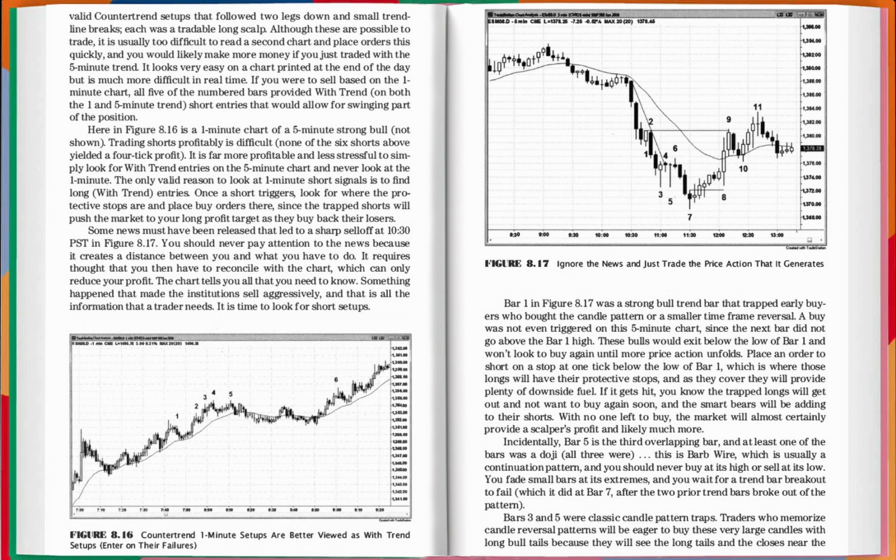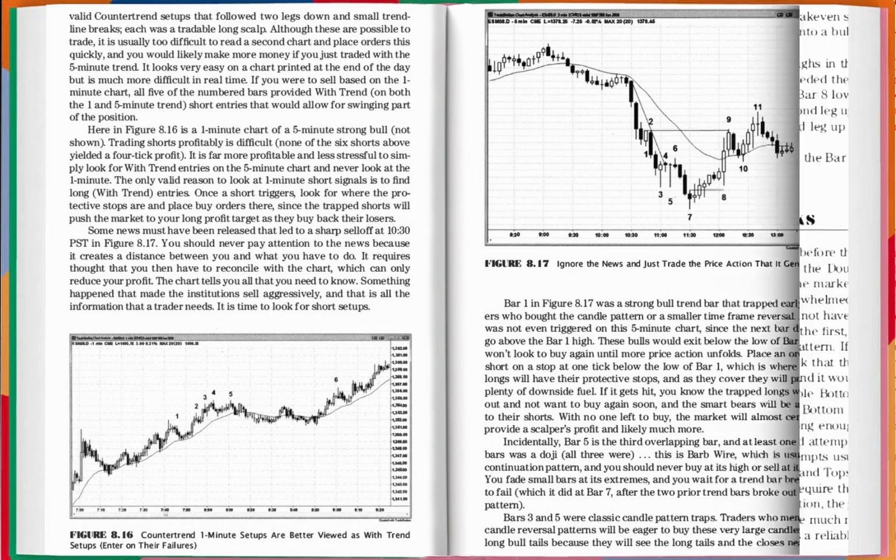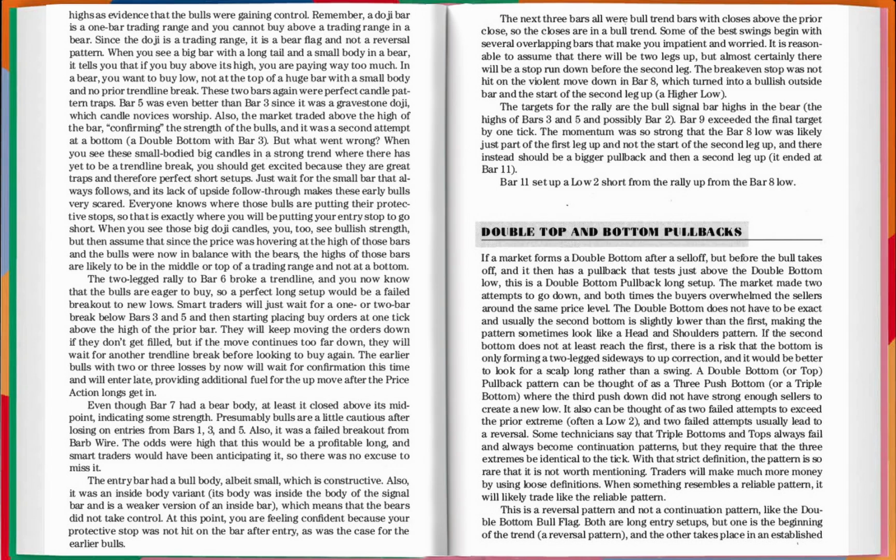Bars 3 and 5 were classic candle pattern traps. Traders who memorize candle reversal patterns will be eager to buy these very large candles with long bull tails because they will see the long tails and the closes near the highs as evidence that the bulls were gaining control. Remember, a doji bar is a 1-bar trading range and you cannot buy above a trading range in a bear. Since the doji is a trading range, it is a bear flag and not a reversal pattern. When you see a big bar with a long tail and a small body in a bear, it tells you that if you buy above its high, you are paying way too much. In a bear, you want to buy low, not at the top of a huge bar with a small body and no prior trendline break.